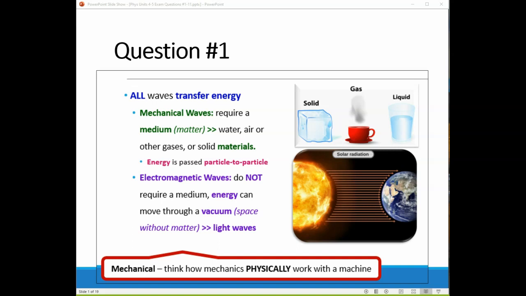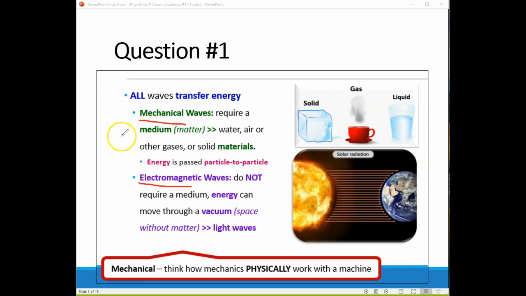Hello students, this is the recording for the Units 4 through 5 exam for Physics SCI102A. Let's go ahead and start off talking about question number 1. So question number 1, you're either taking a look at mechanical waves or electromagnetic waves. Everyone has a different question, so make sure that you read yours carefully.